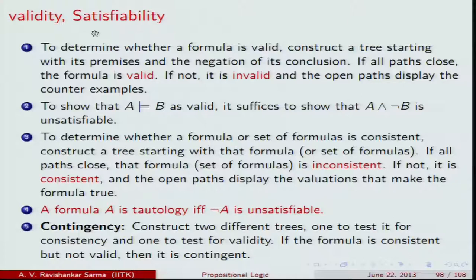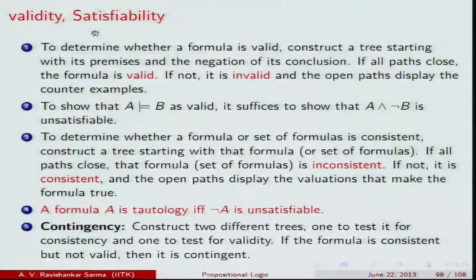The other thing which you can do with the help of the semantic tableaux method is test for contingency. So we have defined statements of propositional logic into three categories: tautologies, which are always true, contradictions, which are always false, and contingent statements, which can be sometimes true, sometimes false. So for this we need to construct two different trees. One is to test for the consistency, another one is to test for the validity. So if the formula is consistent but not valid, then it is said to be contingent.